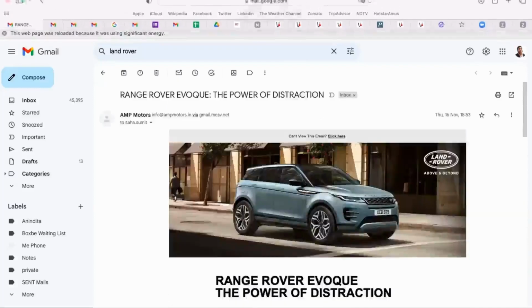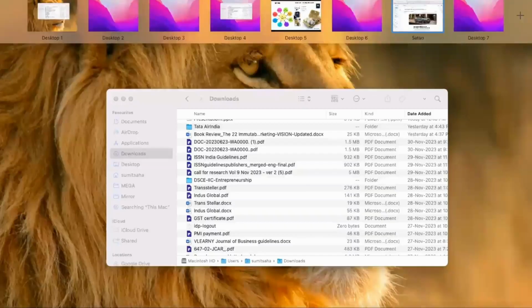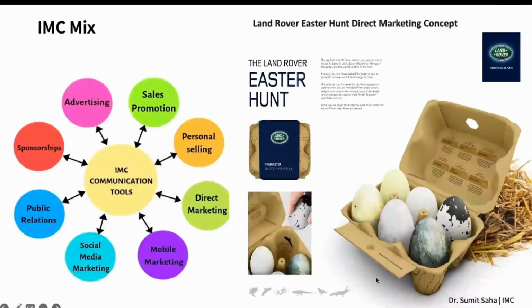Okay, so this is basically the way, maybe directly sending email, directly sending posters, directly sending flyers, directly talking to the people. This kind of marketing, when they are doing it for the sales purpose, then we call it direct marketing. And with Land Rover, I showed you the proof also that they are doing it through email also, flyer also. This is the classic example of, I think, newspaper. They gave this one Easter hunt advertisement in newspaper, and so on and so forth.